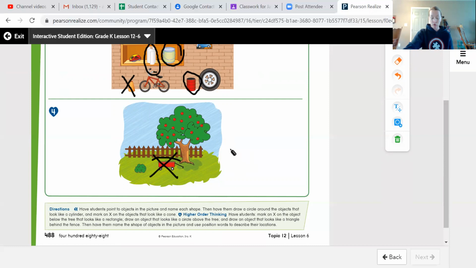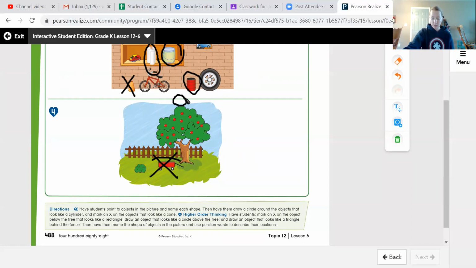Now they want you to draw an object that looks like a circle above the tree. Above is on top of or over, above. So above the tree would be up here. I'm going to just draw a circle. Maybe I drew a sun. There you go. It says an object that looks like a circle. So I'm going to draw the sun right there.